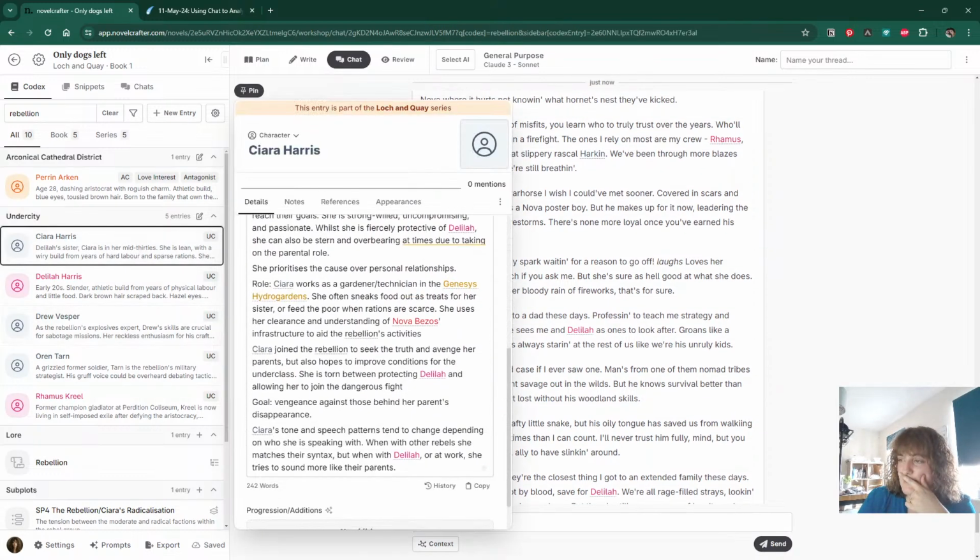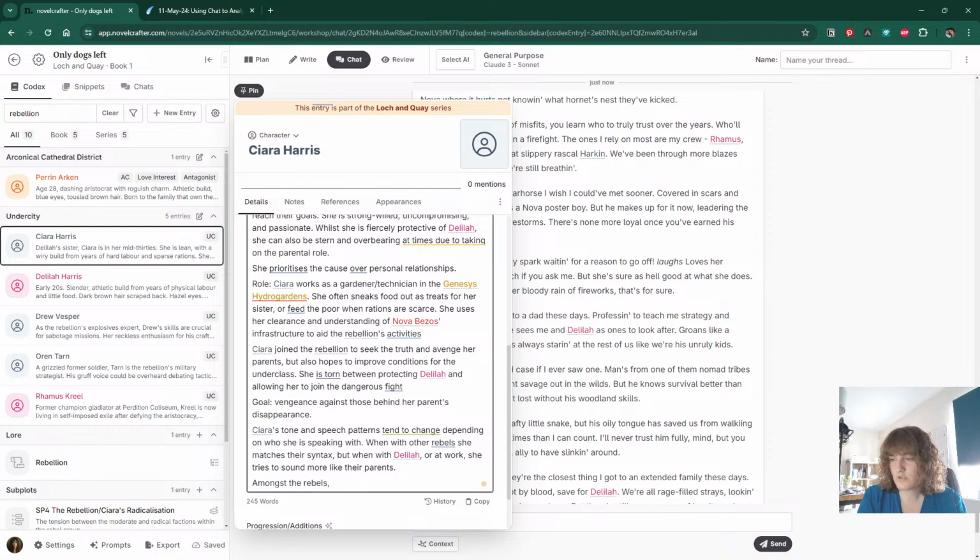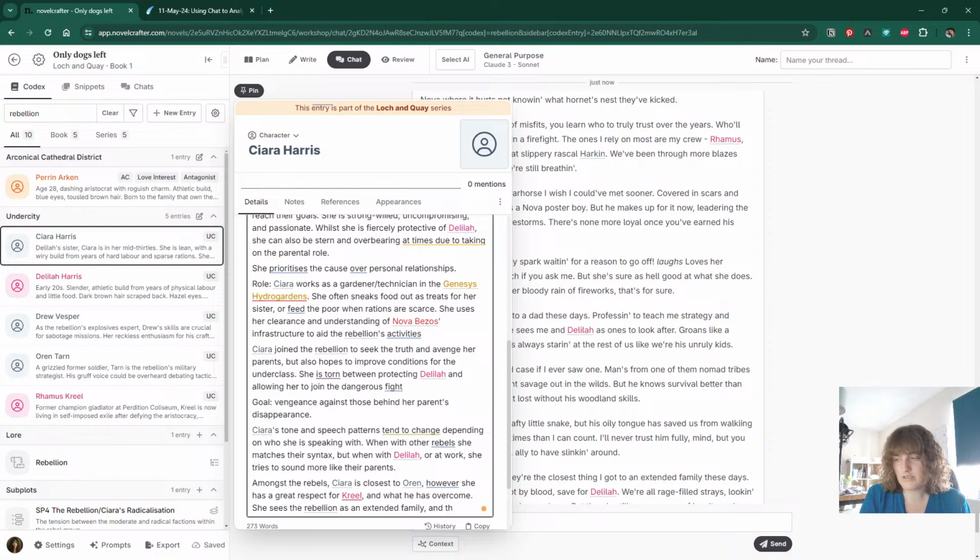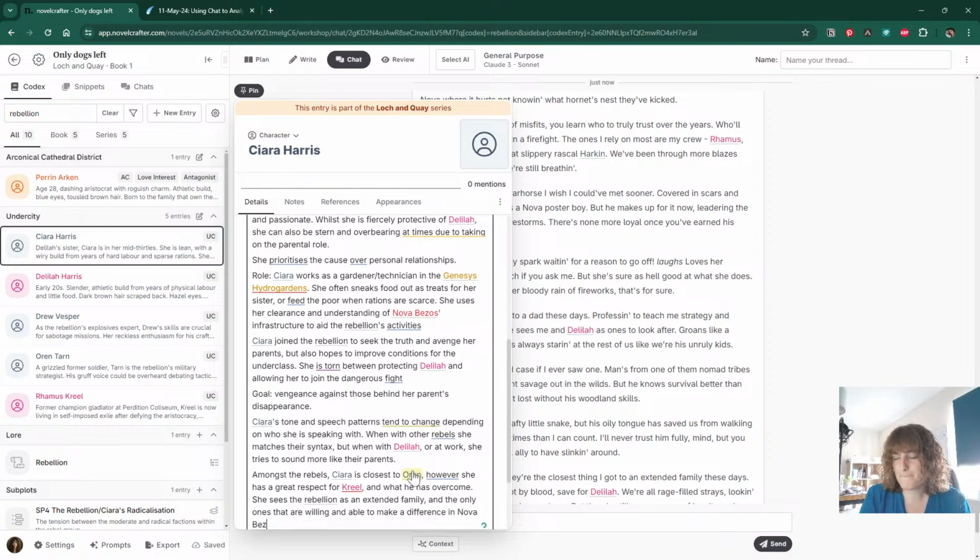Okay, let's see what I'm going to add from that into this. Ciara is closest to Oren. However, she has great respect for Creel and what he has overcome. She sees the rebellion as an extended family, and the only ones that are willing and able to make a difference in Nova Basis.